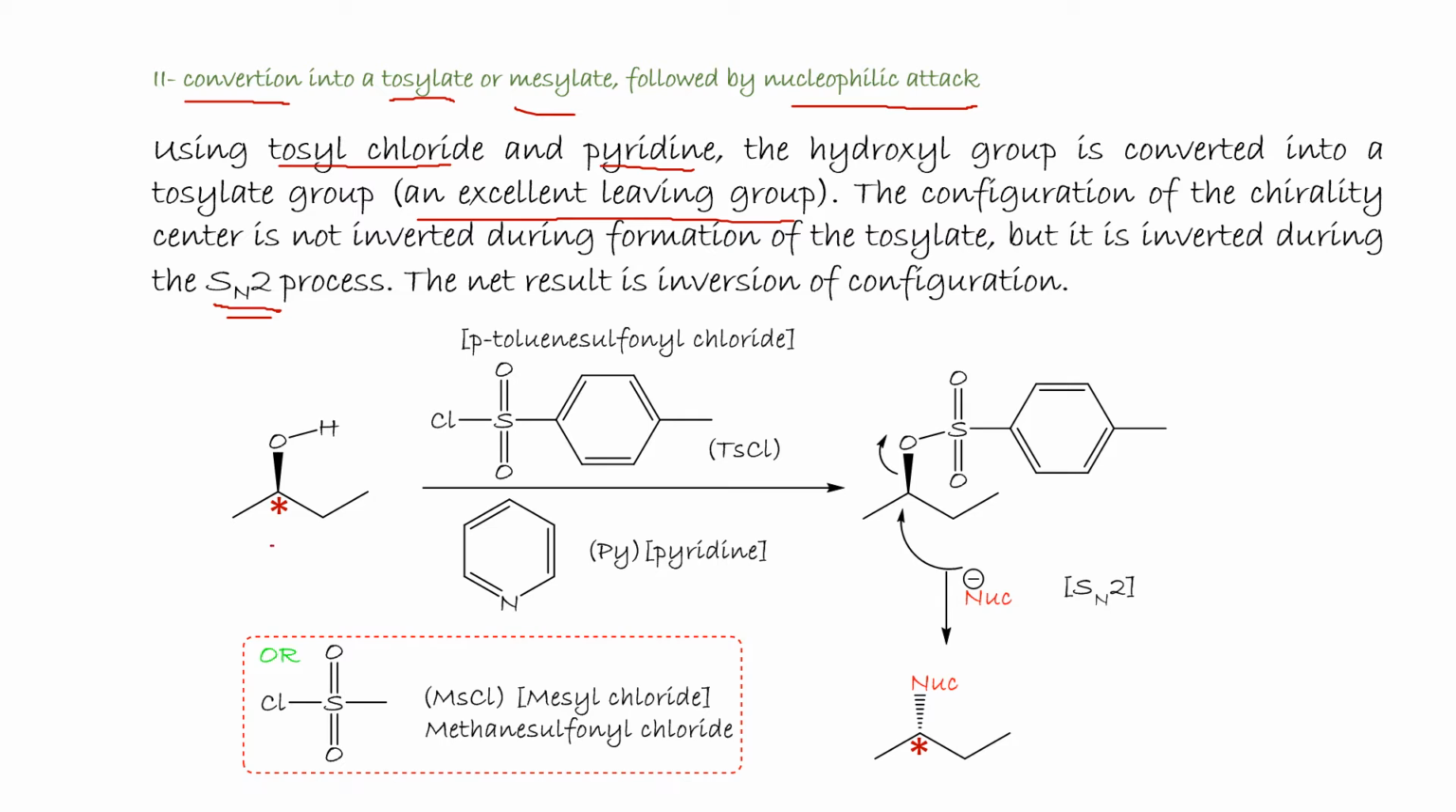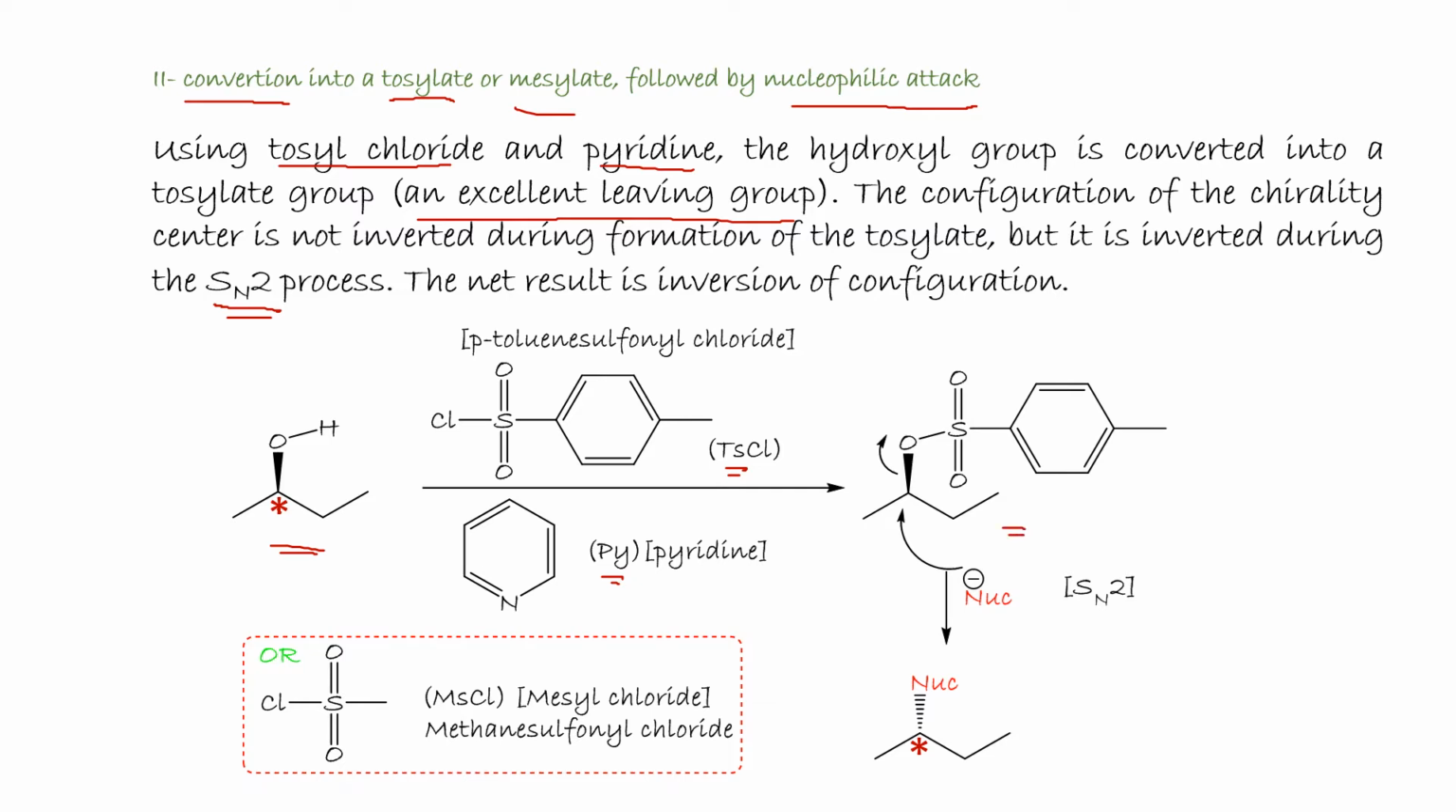Starting with this molecule, we have here a chiral center. We react this alcohol, secondary alcohol, with para-toluenesulfonyl chloride. We call it tosyl chloride, and we give it the abbreviation TsCl, in pyridine, to form the corresponding tosylate.